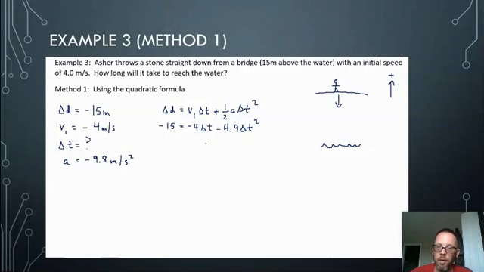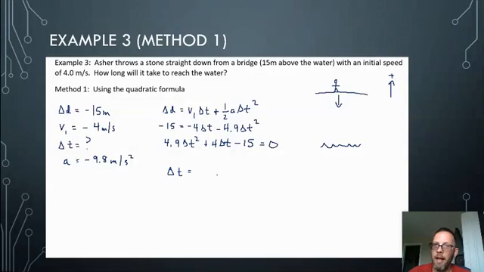And to solve it, a bit of grade 10 math review, we need everything to be on one side. I'm going to choose to put things on the left. I just have more things being positive. So 4.9 delta t squared plus 4 delta t minus 15 equals 0. In your grade 10 math course, you learned 2 ways to solve quadratic equations. One is using factoring, which this one would not be practical to factor. The second is to use the quadratic formula. So let's set this up.